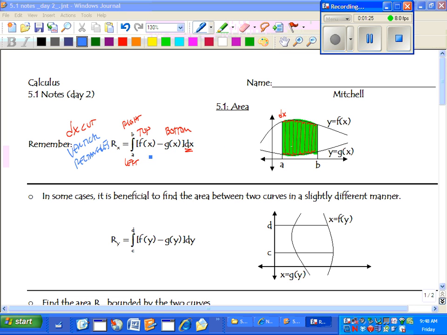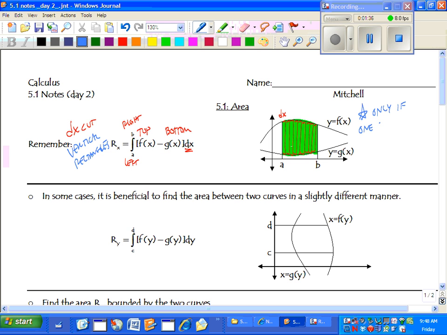Again, we only do this with dx cut vertical rectangles only if one curve is always above the other one between A and B. So as long as between A and B, f of x is always above g of x, we can do this. But if they're not like that, we can't break it down this way.